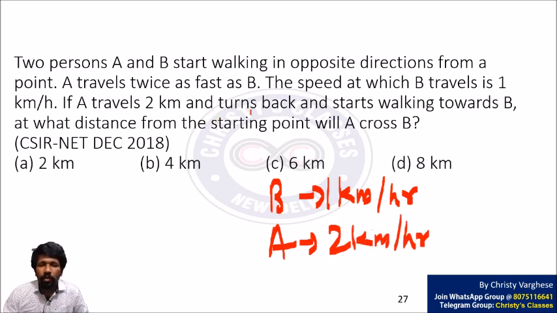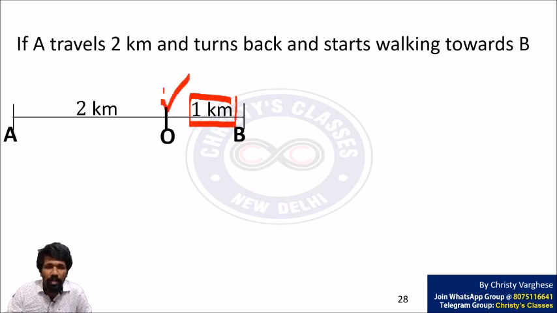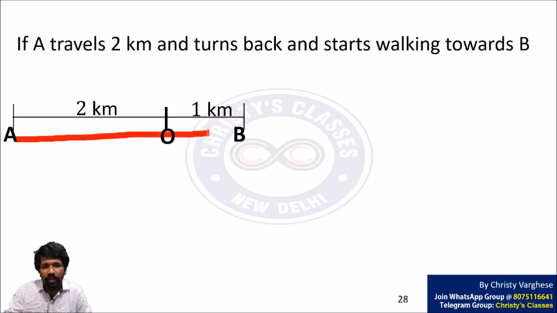If A travels 2 km and turns back and starts walking towards B, at what distance from the starting point will A cross B? A crossing B is the case. So after traveling 2 km, at the same time B will travel 1 km. If O is the starting point, A travels in this direction 2 km, B travels in this direction 1 km. I hope that is clear to all of you. That means in effect they are 3 km apart.